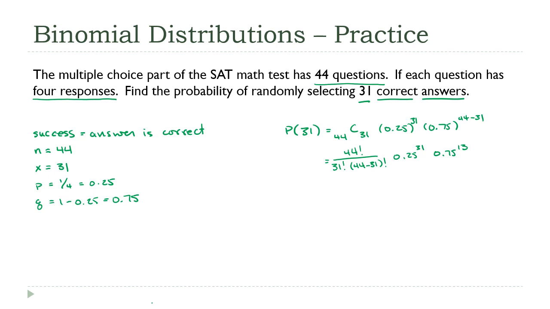Now that I've got that number, I'm going to multiply it by 0.25 to the 31st times 0.75 to the 13th, and I get an enormously small number. My calculator actually had to go to scientific notation. This is 2.67 times 10 to the negative 10th. There's my probability.